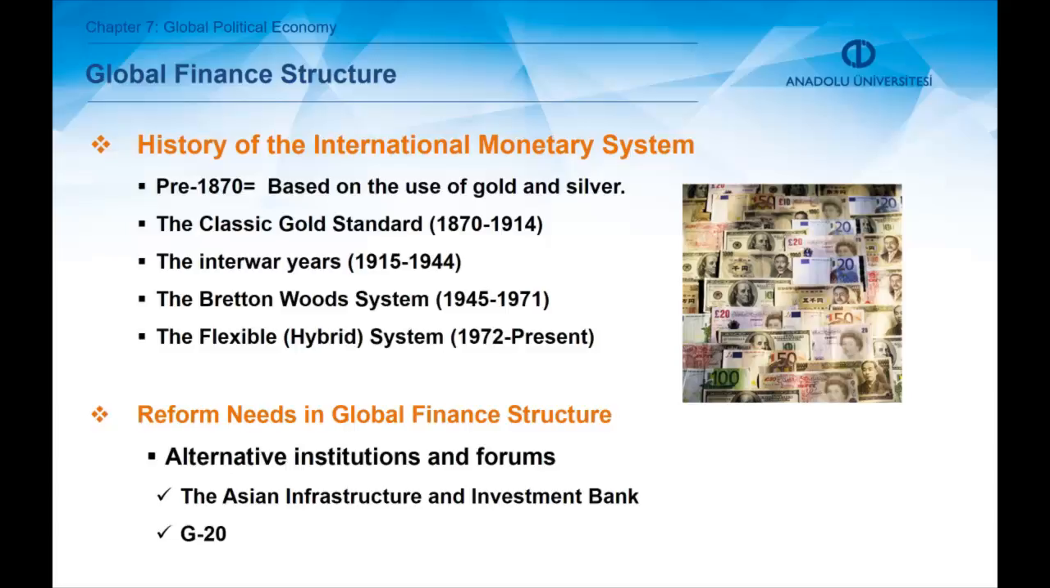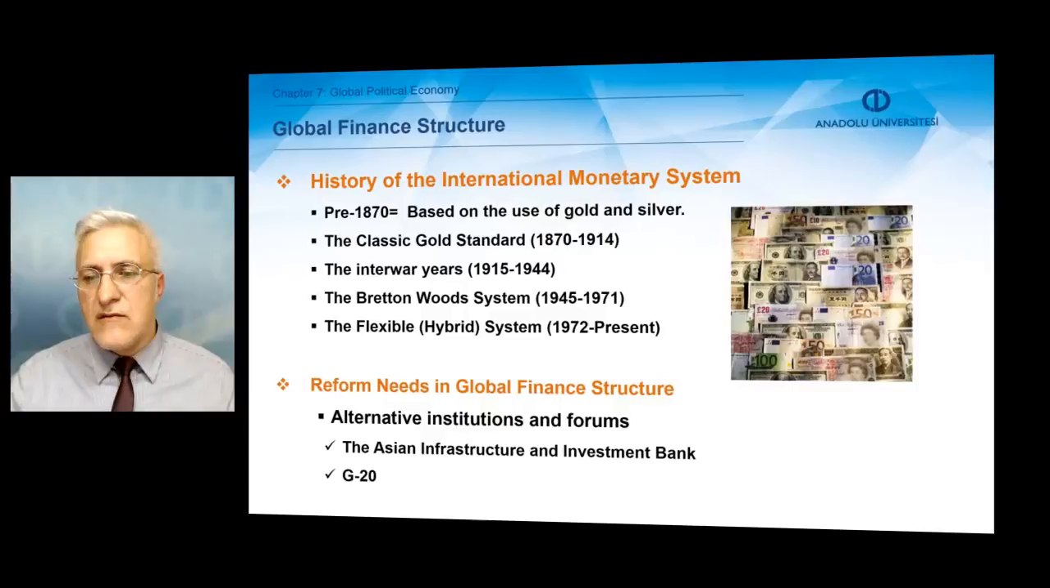The major powers wanted to go back to the gold standard, however, they failed. And after 1945, after the Second World War, we see the construction of the Bretton Woods system, which lasted until 1971. And from 1972 up until the present, we see a very flexible international monetary system, which is also called a hybrid system. The chapter also talks about reform needs in the global finance structure. And especially we see alternative institutions and forums such as the Asian Infrastructure Investment Bank and also the G20.